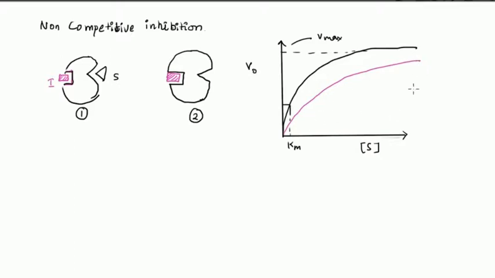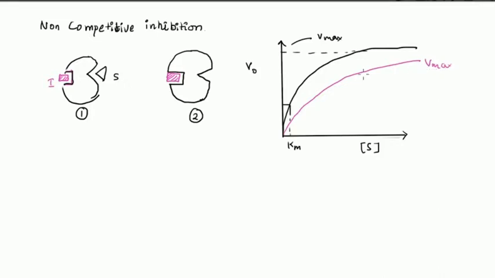The Vmax reduces because the inhibitor is not binding to the same position where the substrate is binding, the active site, but it is binding to a different position. And it does not matter whether we increase the substrate concentration. The inhibitor would eventually bind to the allosteric site and reduce the rate of the reaction. And that is why the rate of the reaction decreases and a new Vmax is achieved.